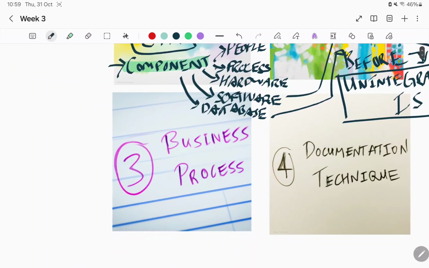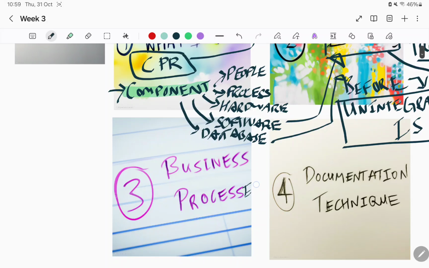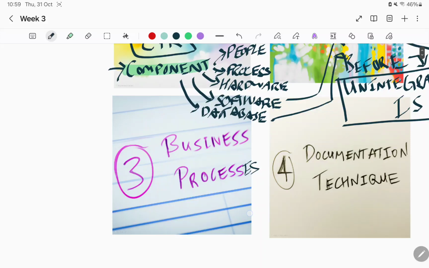I want to go to the next part, which is the business processes. Okay, we have learned what business processes are, right? So we understand what business processes are. In order for a company to function sustainably or function well, they have to actually have good business processes.